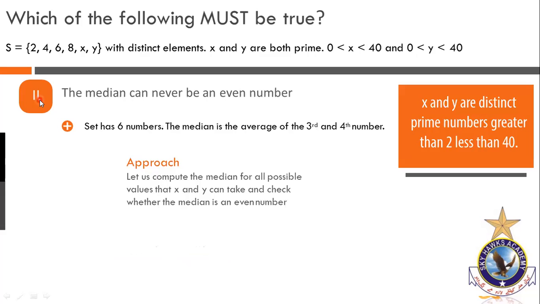The second statement is: the median can never be an even number. Look at this. It's just a little tougher, what I mean to say, as compared to the earlier one. The second statement is saying that whatever median you find, it must not be an even number. It must be odd or prime or whatever, but it cannot be an even number. So what we'll have to say: the set has six numbers, as we know. 2, 4, 6, 8, and these two. When we put these two values, we will get a total of 6 numbers.